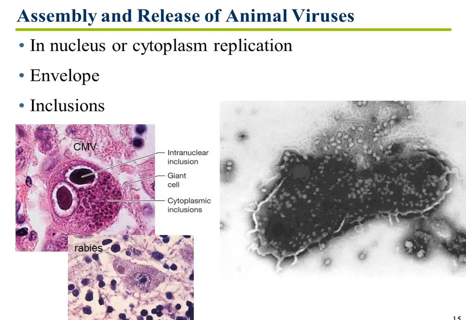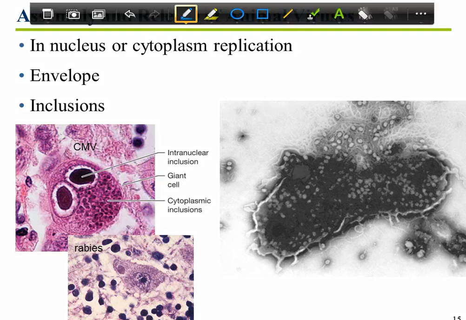Okay, so now we're at assembly and release. Here's a really good view of the assembly and release of viruses. You're looking at an infected cell. The little viruses are the small opaque structures. There must be 150 at least inside that cell. You can see it's ruptured open.